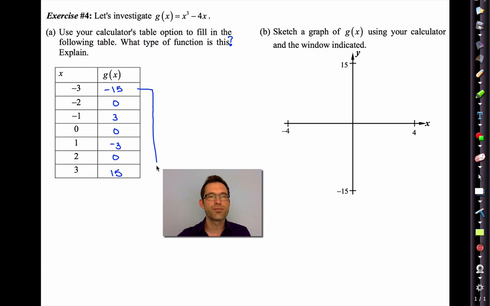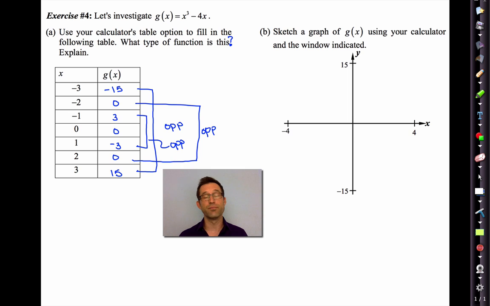And look at this. Opposites, right? Negative 15, positive 15. Opposites, 3 and negative 3. And you could even claim these two things are opposites. 0 is the only number that's the opposite of itself, in terms of negative, positive. So it certainly appears that this is an odd function because opposite inputs appear to be giving us opposite outputs.